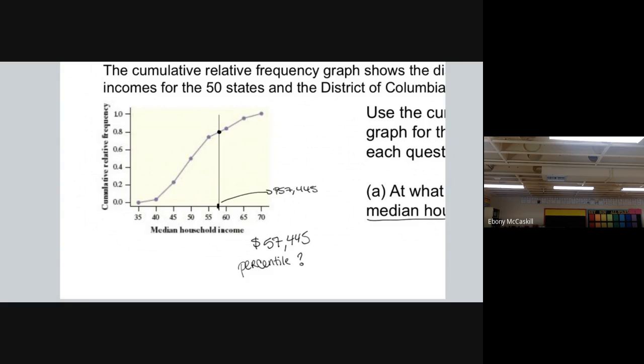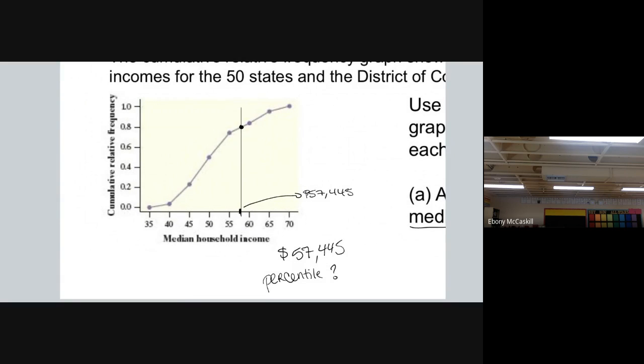So here is where I found the point on my line. Does anybody want me to go over that again? So the line, the thing that's in purple, is the most important. I want to find the point on my purple line that's about $57,000. If I can find that point, my y value will give me the percentile.